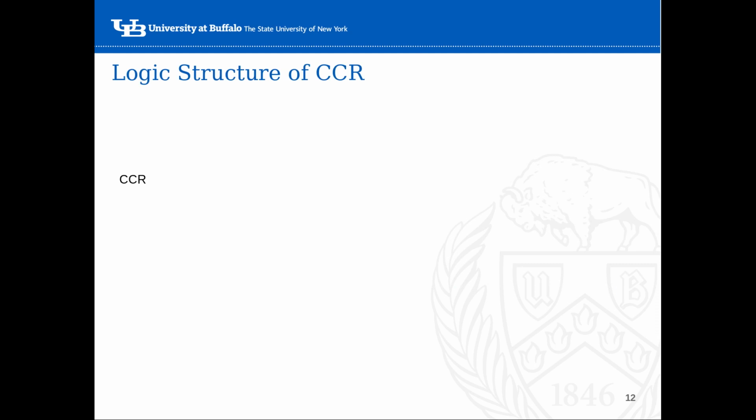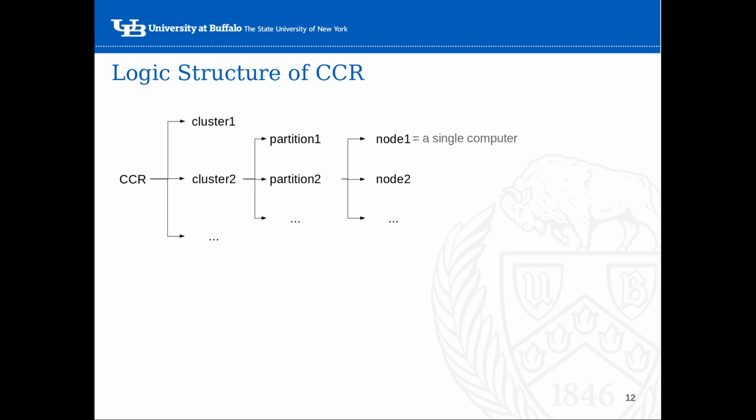So there are two layers of CCR. The first layer is called clusters. A cluster is just a group of computers. So this is the first layer. You have this cluster, that cluster, and in each cluster you have different partitions. A partition is also just a group of computers. And in each partition, what you have are different nodes. Here, one node is like a single computer.